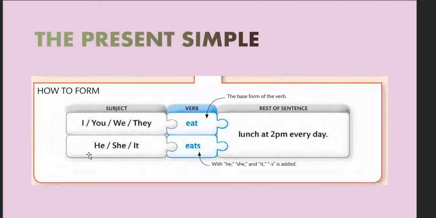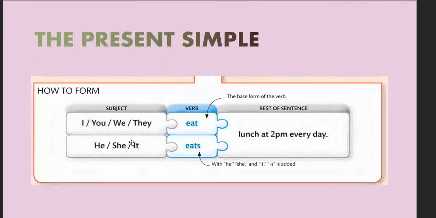Next structure that we have is he, she or it. These are the third person pronouns and it will take an S along with it. That means with he, she and it, S is added to the verb. Let us construct. He eats lunch at 2 p.m. every day. She eats lunch at 2 p.m. every day. It eats lunch at 2 p.m. every day.